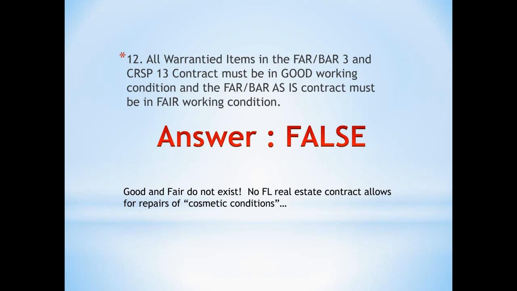not good, bad, or noisy. So see paragraph 12B2 of the FAR/BAR 4. It doesn't warranty anything, but it does call for general repair items. And then under the CRISP 14, it offers a warranty for certain items in working condition only. No contract allows for the repair of cosmetic conditions. So that's really important too. So painting, fixing, cleaning the carpet, washing the walls, those are cosmetic things, and those would not be considered items for repair under any contract.